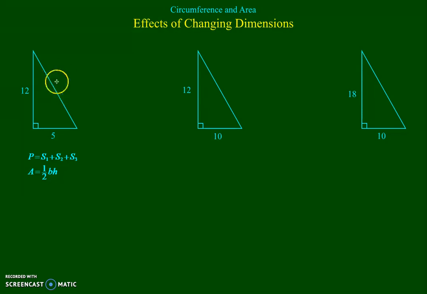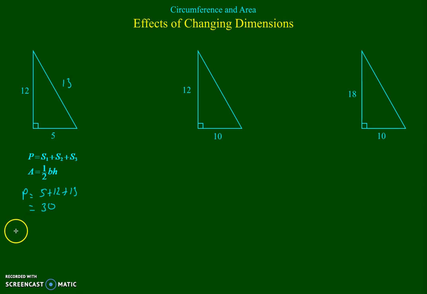So the first thing is we need to calculate the perimeter of this shape. Perimeter is just side 1 plus side 2 plus side 3. Here, luckily, this is a Pythagorean triple. So this is a 5, 12, 13 right triangle, or you could just use the Pythagorean theorem to find it. So let's make this side 13. And so our perimeter is going to be 5 plus 12 plus 13, which is going to be equal to 30.